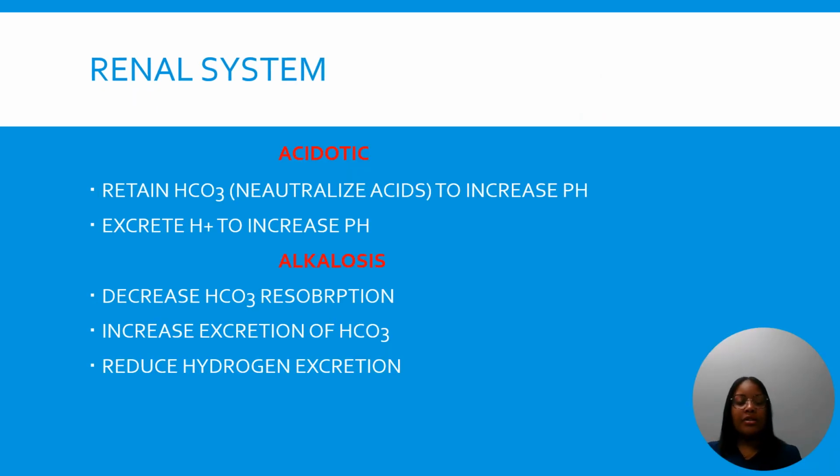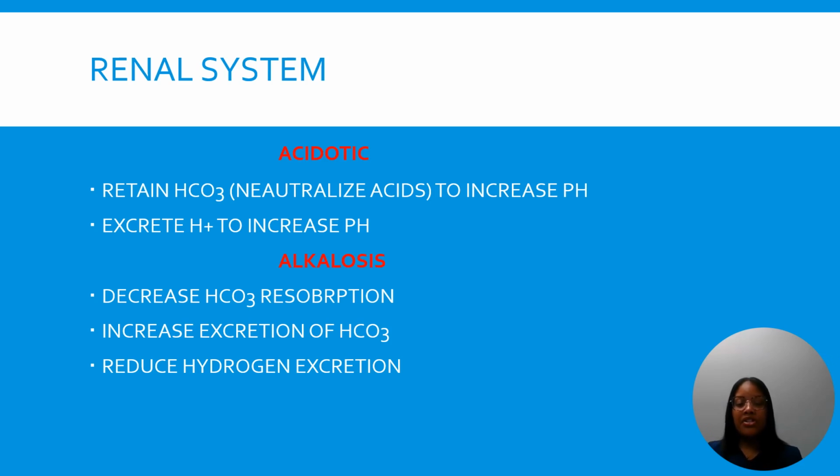All right, so let's talk about the renal system, and this is our kidneys. As I mentioned in the previous slide, your respiratory system is going to kick in quickly, but your renal system is going to take a while to compensate and help out the body. If your patient is in an acidotic state, your kidneys will retain bicarb to neutralize the acid, and this will increase the pH. They also can excrete hydrogen ions to increase the pH.